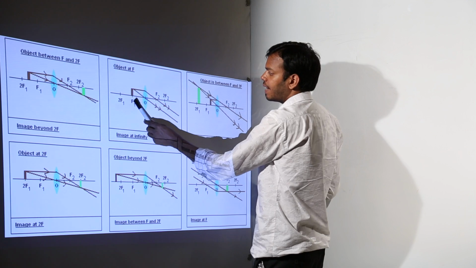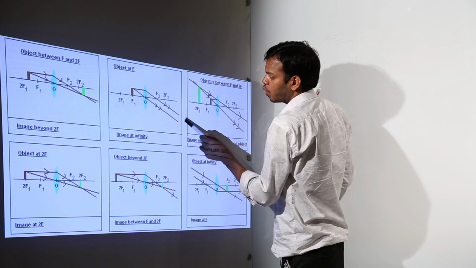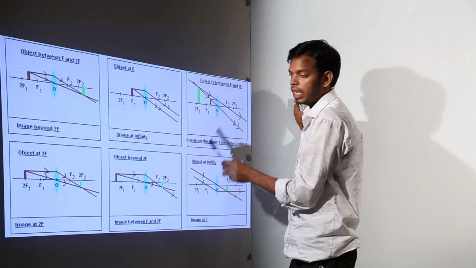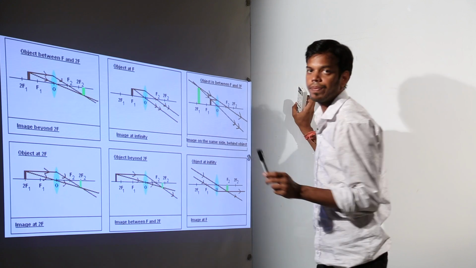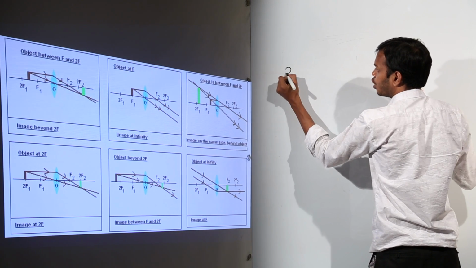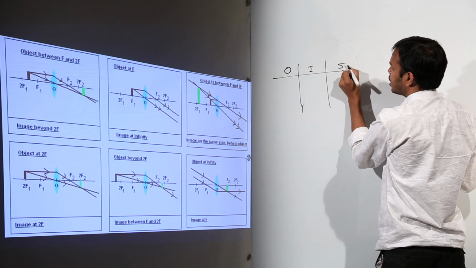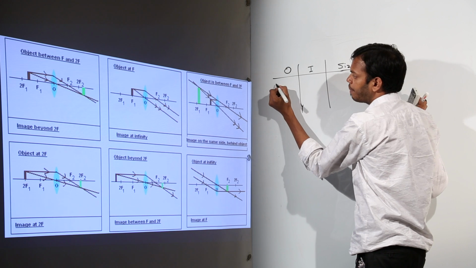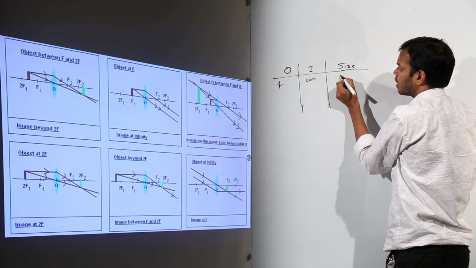The object is placed at f. The ray parallel to the principal axis passes through the focus and the ray passing through the optical center goes straight. They will both go parallel and the image will be formed at infinity. So, remember, make a table: position of object, position of image, and size of image. First of all, we have kept the object at focus, the image is formed at infinity, and the size is what?